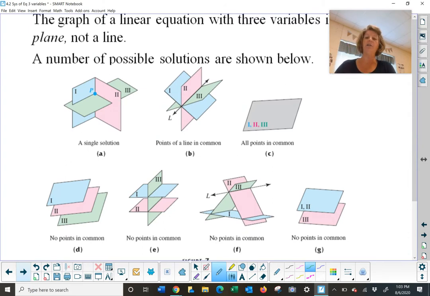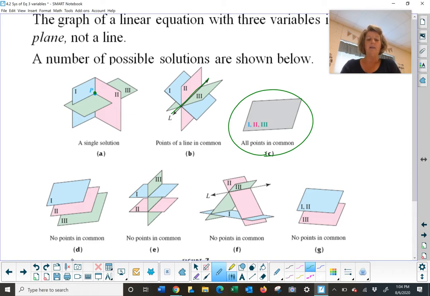The graph of a linear equation with three variables is a plane, not a line. So it defines a plane situation. And you can see by the demonstrations below the various ways we can get answers. If I have three planes, they can intersect in one common point. We also can have three planes oriented such that they intersect in a line. We could have all three planes just be one on top of each other, and in that case, they share oodles of points, so infinite solutions on that one.